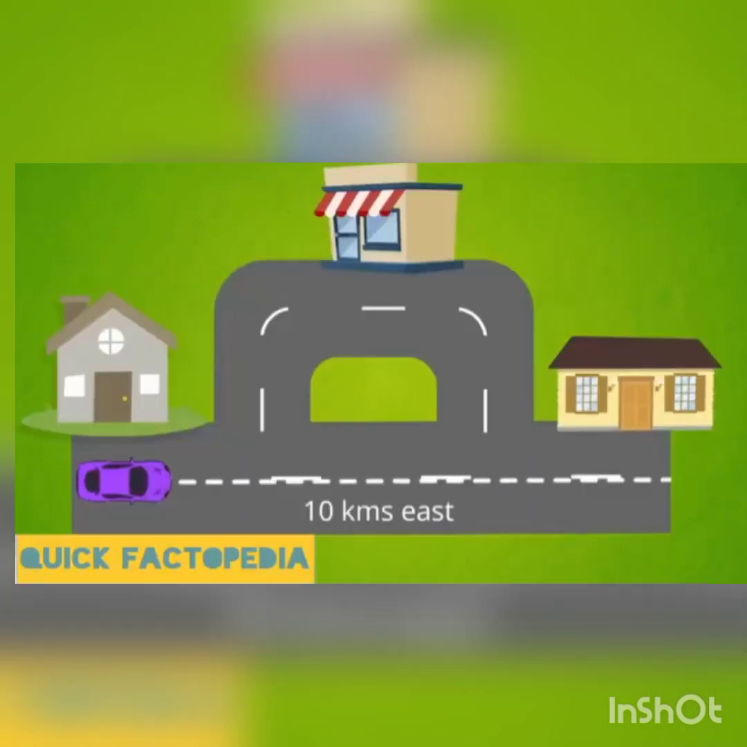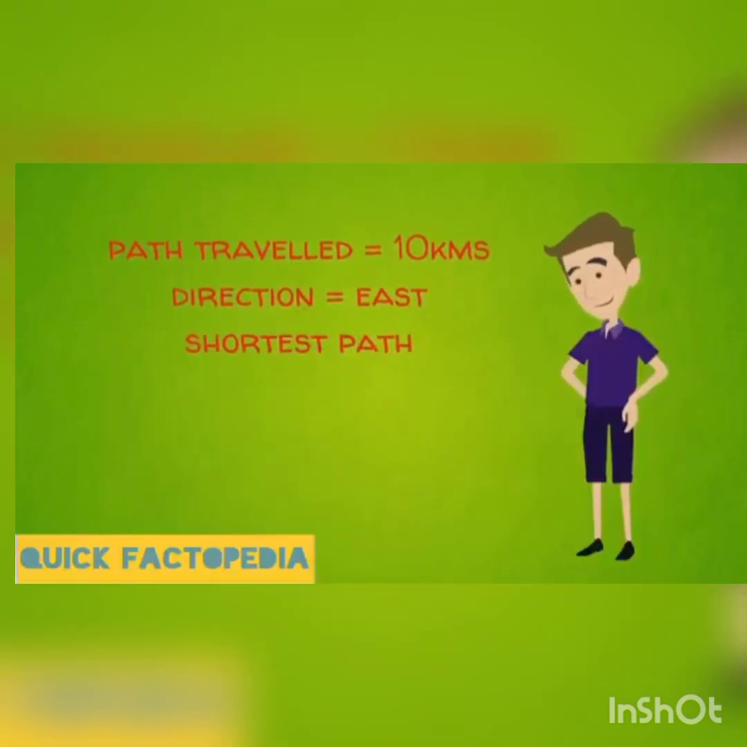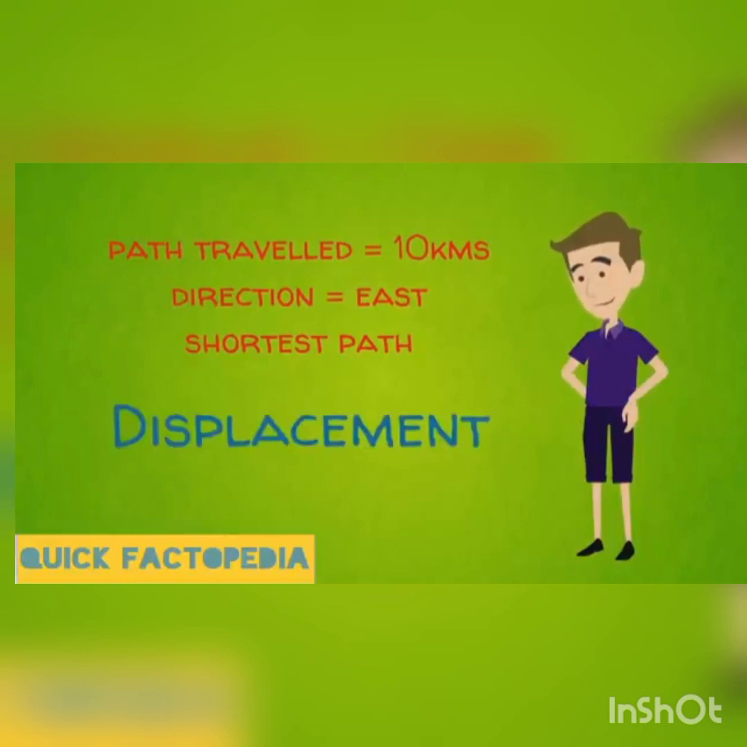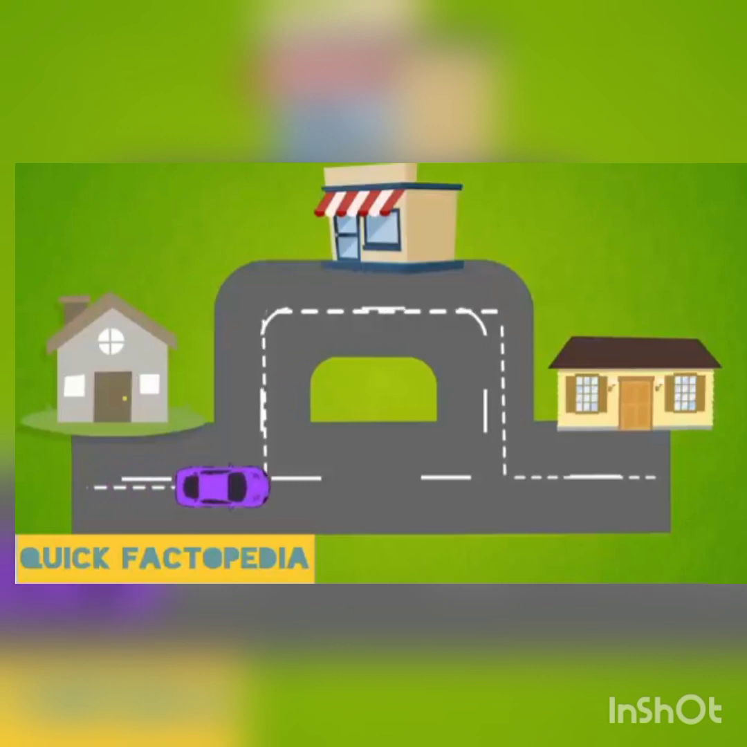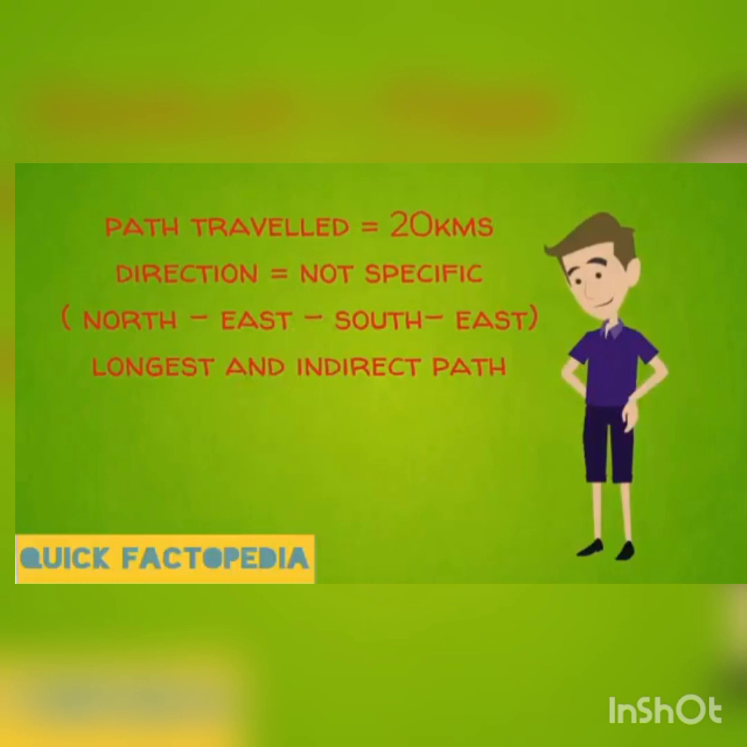Come, let's see. If I travel straight 10 km to the east, to my destination, it will be the shortest path I can take. Hence, what are we getting here? When I say 10 km to the east, by the shortest path, yes, correct, it's the displacement. But now, as I have to buy a gift, I am taking the longest and indirect route, with no specific direction, but reaching the same destination. So, what do we get here? When I travel 20 km, with no specific direction, taking the longest and indirect route, yes, it is the distance.